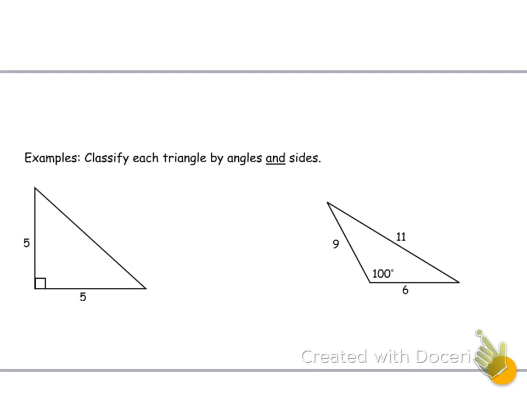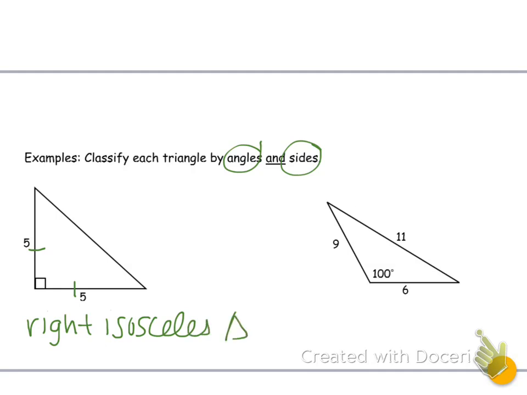Okay, classify each triangle by its angles and sides. So if I look at my angle, it's going to be a right angle, so it's going to be a right triangle. And I have two congruent sides, 5 and 5, so it's an isosceles. It doesn't matter what order you write them in, and then instead of saying triangle, if you just want to draw the triangle, I'm fine with that. So it's a right isosceles triangle, or you could say isosceles right triangle.